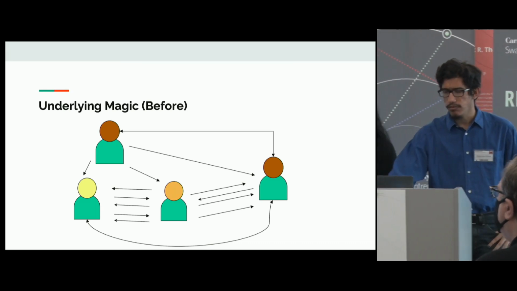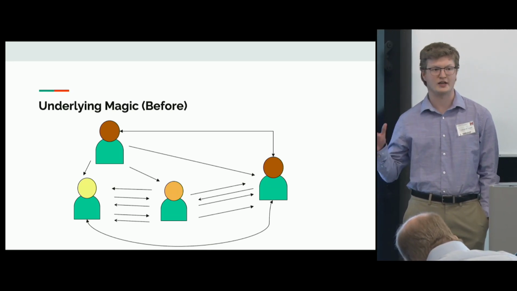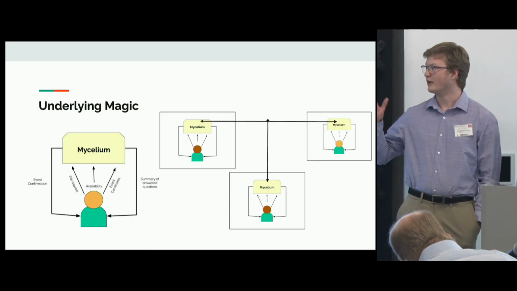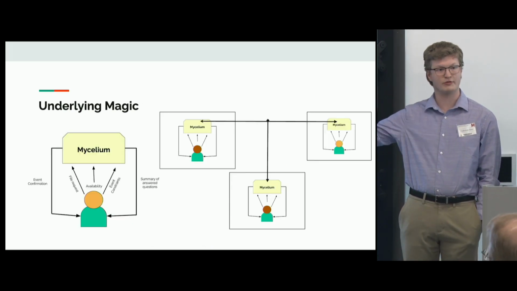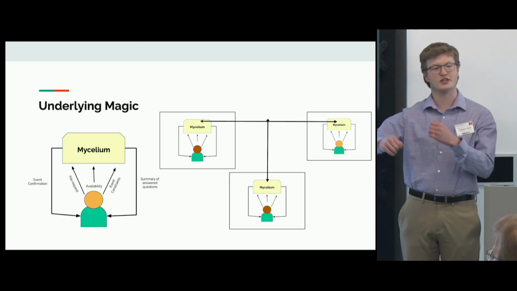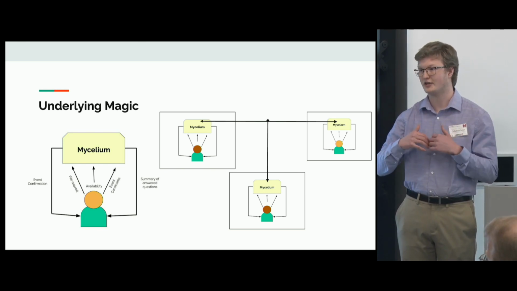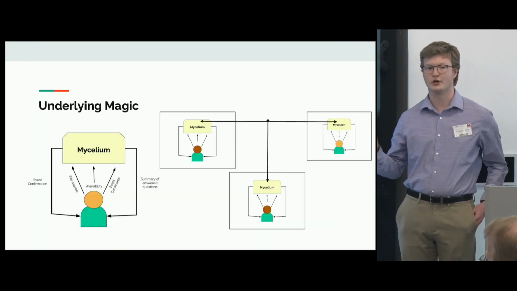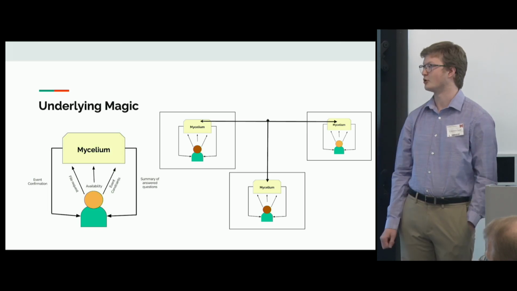And here we can see the current state of communication. Lots of repetitive back and forths between a lot of different people. And Mycelium simplifies this process. Mycelium fills in for users in those back and forths and sends the information back to you after it has those conversations. And if your coworker isn't using Mycelium, Mycelium just talks to them directly.